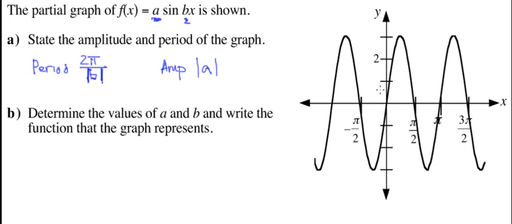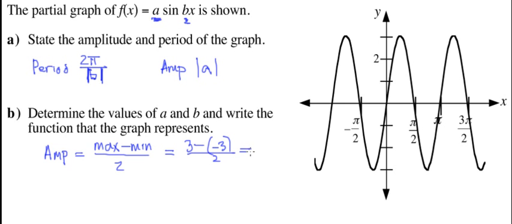Okay, so amplitude, we don't have an equation to work off of here. So for amplitude, I'm going to go back to our max minus min over 2. This wave tops out at 3. It bottoms out at negative 3. Divided by 2, the amplitude is 3.